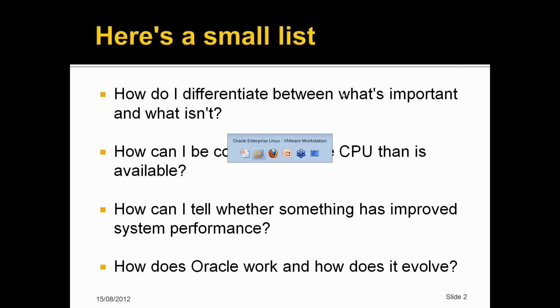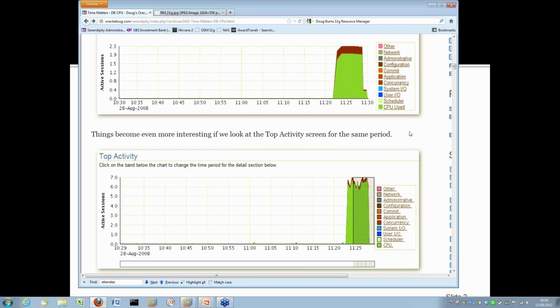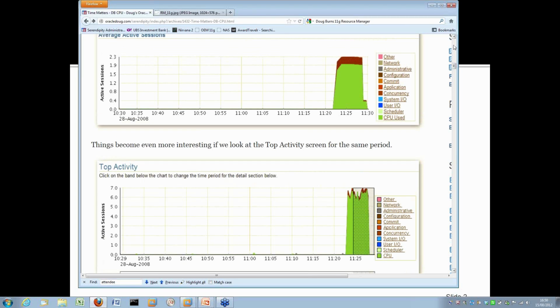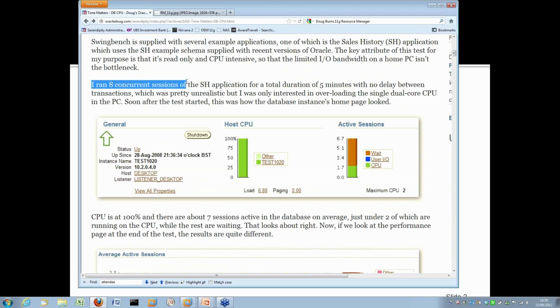Oh, excuse me. So for this one, I'm going to show you this blog post again, which I showed you before. Now, one of the weird things about this is if I flick back up to the blog post, let me just see. This is based on an 8 concurrent session run of the Swingbench SH application, right?